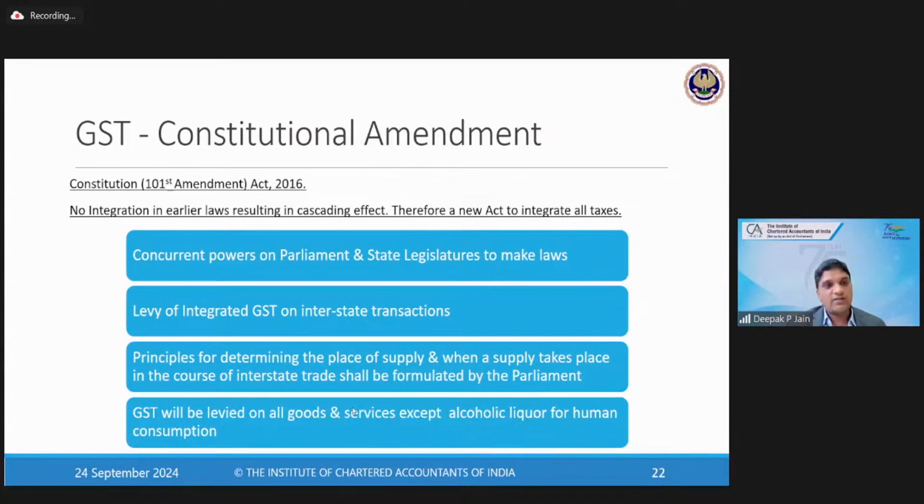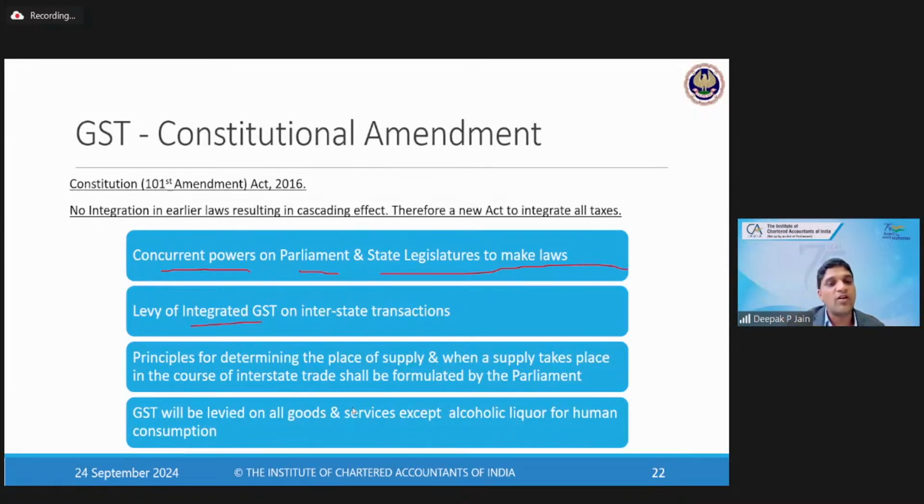Of course, we have seen the disadvantages of cascading effects. That's where this new article came in. What is this 101st Amendment Act going to bring in? It is giving concurrent powers to the Parliament and the state governments to make laws, which means on a transaction, both center and state will have the power to levy. So on an intra-state transaction, any transaction within the state, we can levy the central taxes and the state taxes, both 50-50 goes to the center and the state.